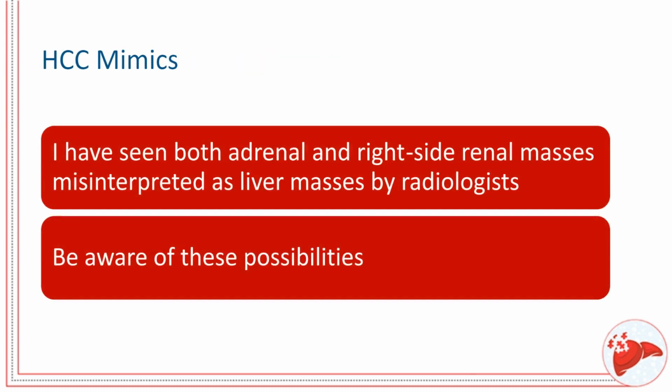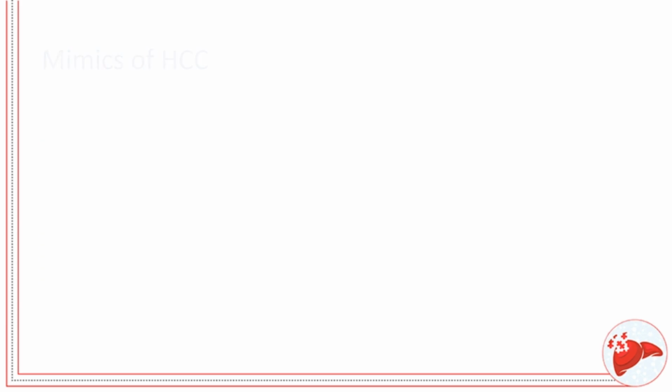So I've seen both adrenal and right-sided renal masses misinterpreted as liver masses by radiologists, and so the pathologist can follow the garden path, interpreting sampling of the adrenal and the kidney as hepatocellular carcinoma, because on morphologic grounds alone, these can be close mimics, and the immunohistochemical panel, if not done thoughtfully, can allow the pathologist to continue down that garden path. So it's important to be aware of these possibilities.